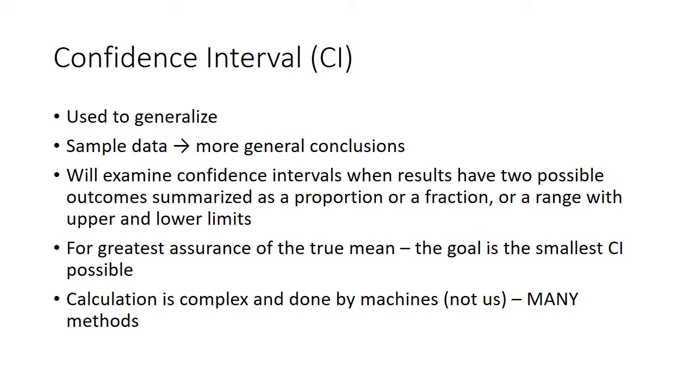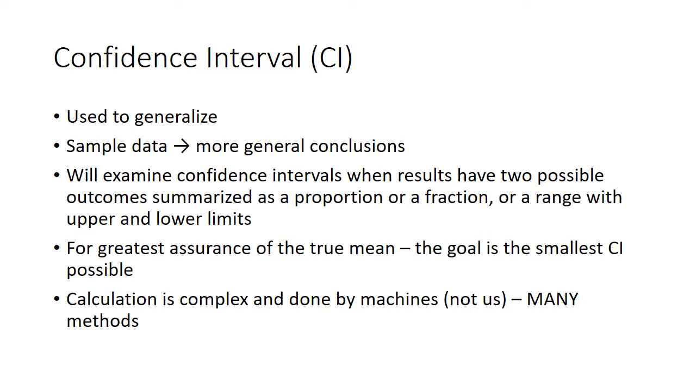And again, when we're trying to compare this back to the true population mean, we want to have the greatest assurance that this is accurate, and so the goal is to have the smallest confidence interval possible. This way you can say, hey, I'm 95% sure that the true value or the true mean of the population is going to be within this very narrow set of values, as opposed to being something much more wide, which would have a wider range. You like to be as exact as you possibly can.